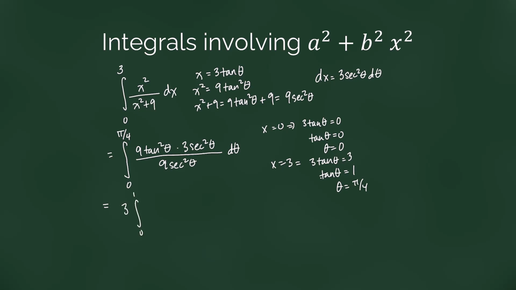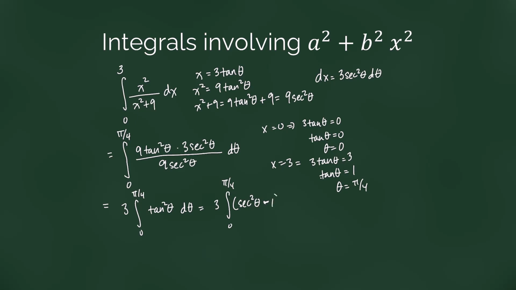The secant squareds cancel. The 9's cancel. We'll bring the 3 out in front, so we have 3 times the integral from 0 to pi over 4 of the tangent squared of theta d theta. Tangent squared on its own does not have a straightforward antiderivative, but we can rewrite it once again as secant squared theta minus 1. So we have 3 times the integral from 0 to pi over 4 of secant squared theta minus 1 d theta.